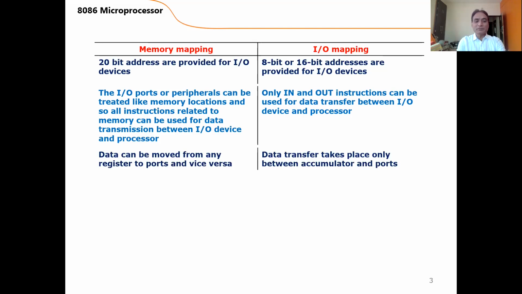In memory map IO, data can be moved from any register to ports and vice versa. Any register to port and vice versa means any location to port. For example, registers AL, BL, CL, or AX, BX, CX. We have four 16-bit registers and eight 8-bit registers. So you can transfer data from one of those registers to IO ports, which are actually memory locations. Whereas in IO mapping, data transfer takes place only between the accumulator and ports, either AL or AX. There are only two ways: either you transfer data from AL or AX to a port, or from a port to AL or AX. So it means that IO mapping has a lot of restrictions.